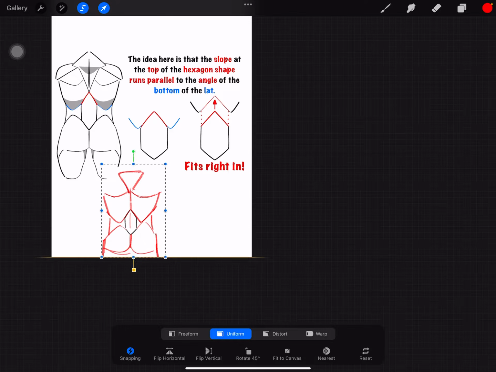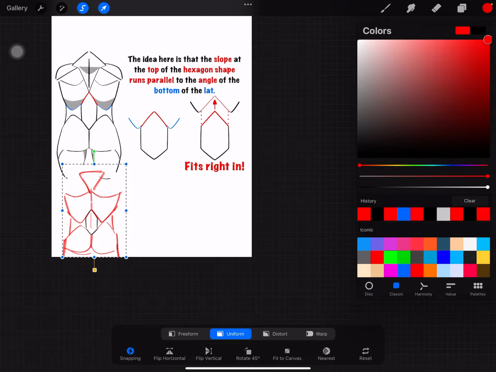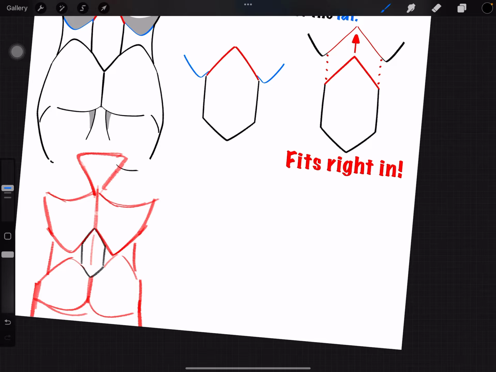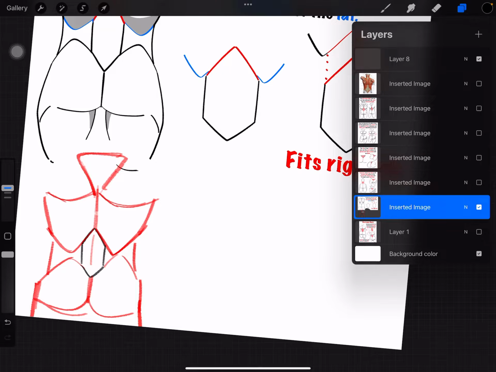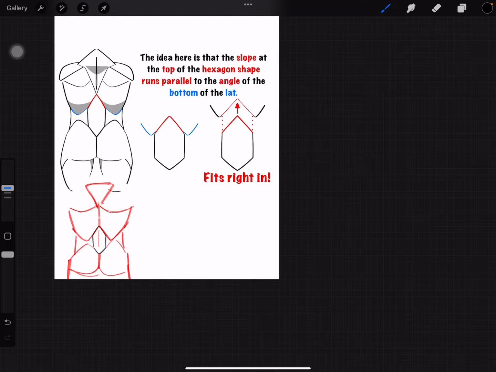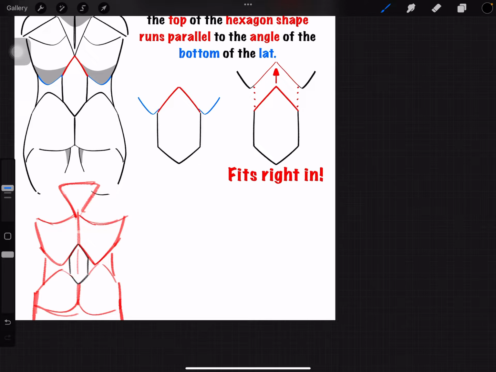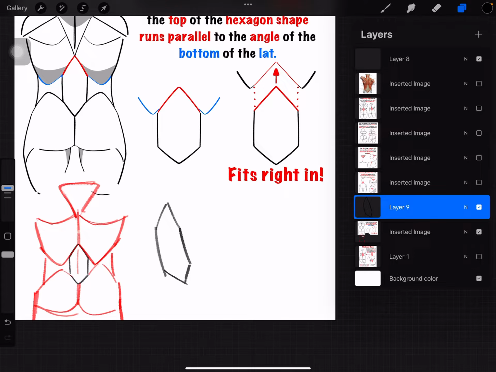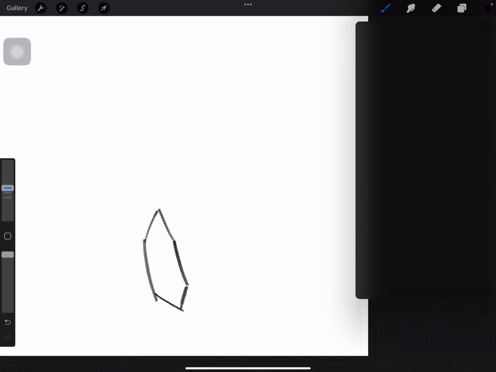Oh, no wonder the pen was acting weird. Let me do this on another layer. And so if I did it at a different angle, not just straight, so if I made a hexagon that's curved or something like this, then I feel like at that point it would still work the same.